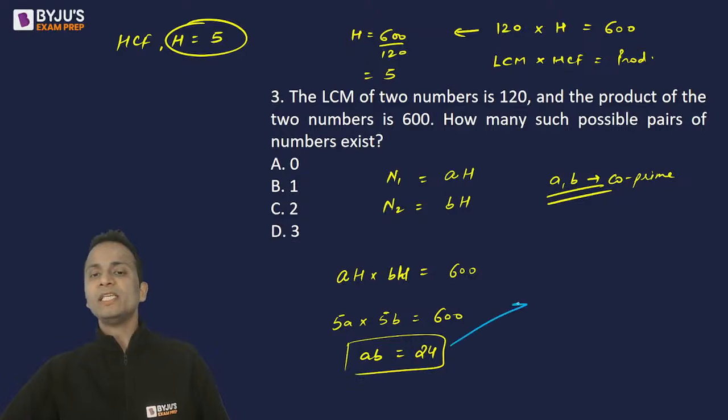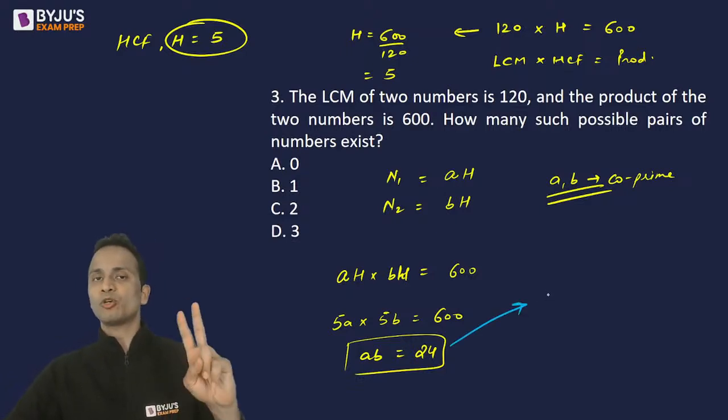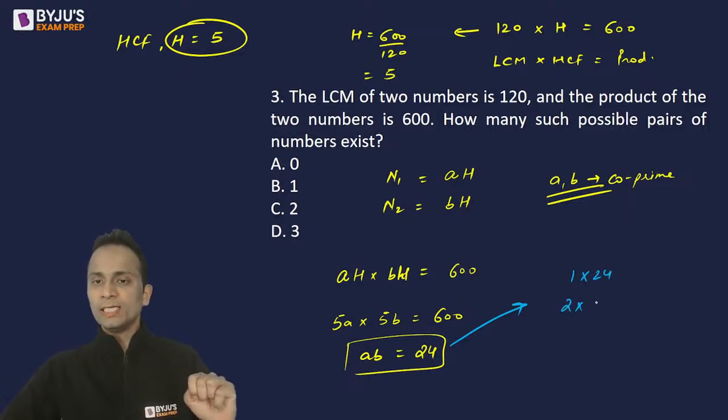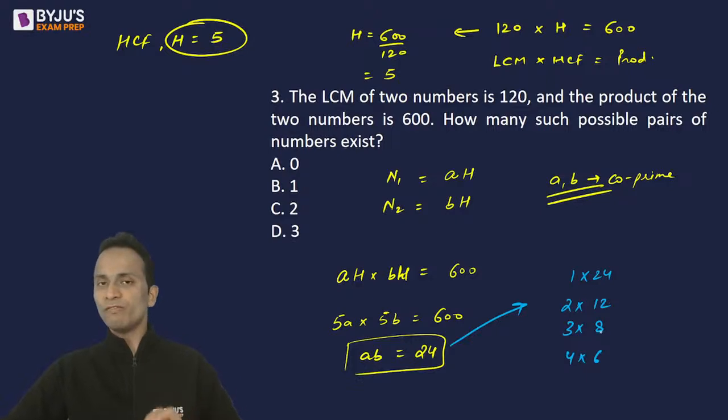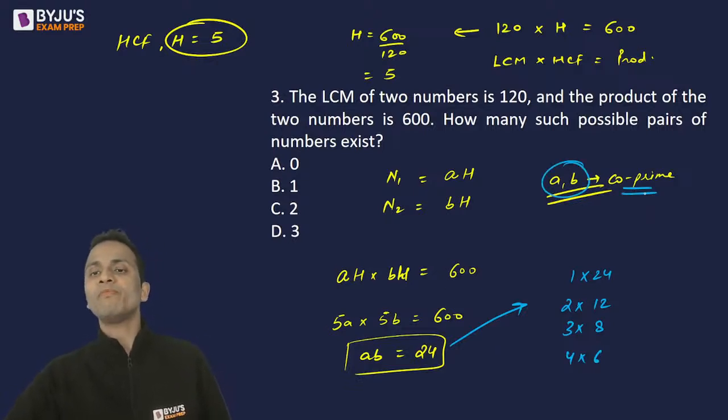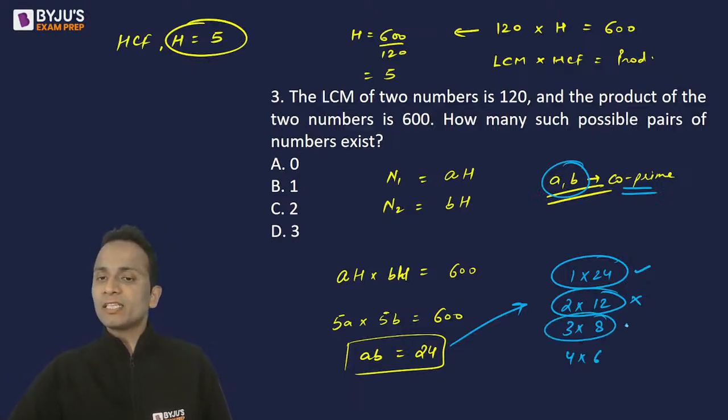Okay? Now I'll see in how many ways 24 can be written as the product of two numbers. So it is 1 into 24, 2 into 12, 3 into 8, 4 into 6, and that's it. So these are a total of four ways of writing 24 as the product of two numbers. But I want these two numbers to be co-prime with respect to each other. So I will select 1 and 24 because they are co-prime. I will not select 2 and 12 because they are not co-prime. I will select 3 and 8. I will not select 4 and 6.